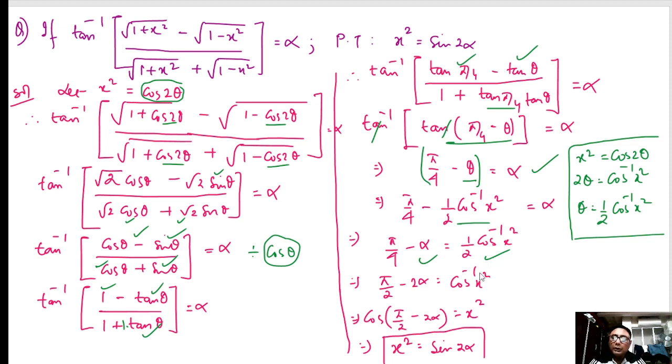Okay, so what we are doing is we are multiplying this equation by 2. So we are getting pi by 2 minus 2 alpha equal to cos inverse x square. So cos of pi by 2 minus 2 alpha is x square. So x square equal to sine 2 alpha, because cos 90 minus theta is sine theta.